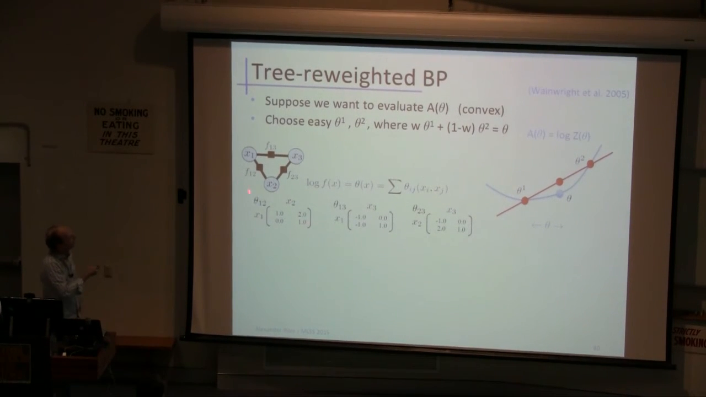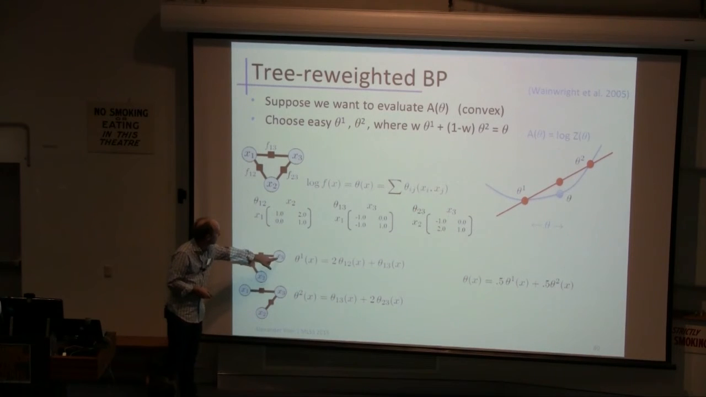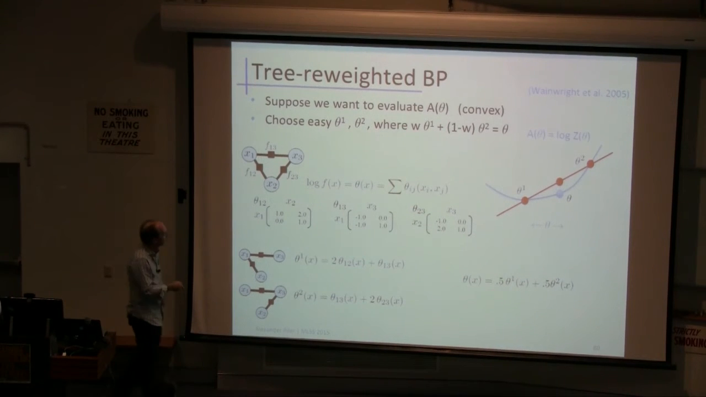Okay, so here's an example of this on, again, this pairwise factor graph. We have one cycle, so 3 pairwise factors. We can create 2 easy to evaluate models, theta 1 and theta 2, by using tree-structured subcomponents of this model. So for example, I'll pick these 2 models. Theta 1 will be structured like this. Theta 2 will be structured like this. Since they're tree-structured, they're easy to evaluate the log partition function just by doing variable elimination.